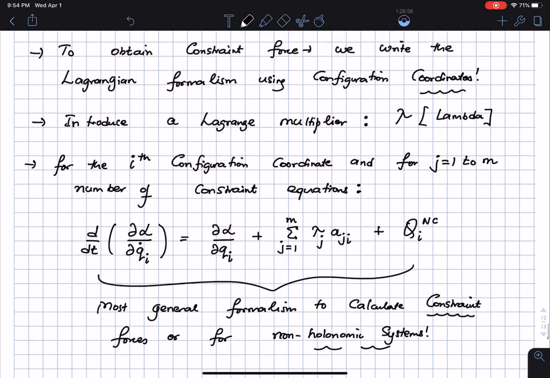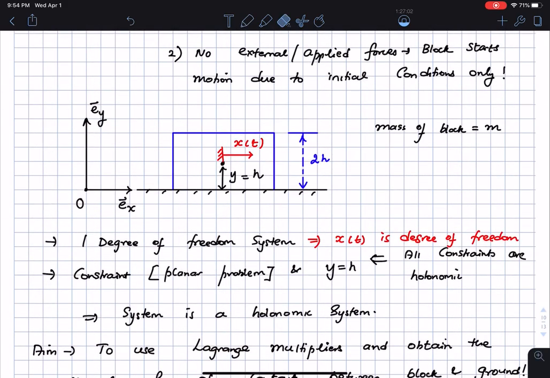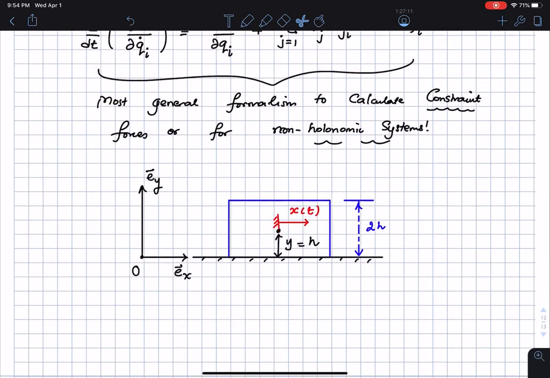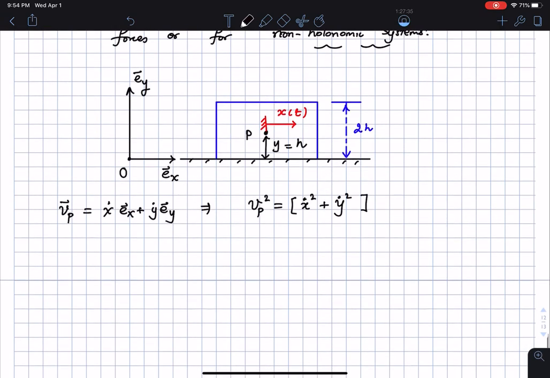Okay, so I'm going to bring back our figure from before. This is the same silly figure that we drew some time back. I'm going to take this and bring it back down, copy this and paste it here. Now if I call this point the point P, the velocity of point P is x dot ex plus y dot ey, which means that velocity of P square is x dot square plus y dot square, where this is written in terms of the configuration coordinates.